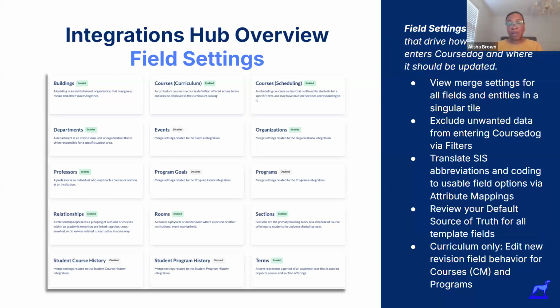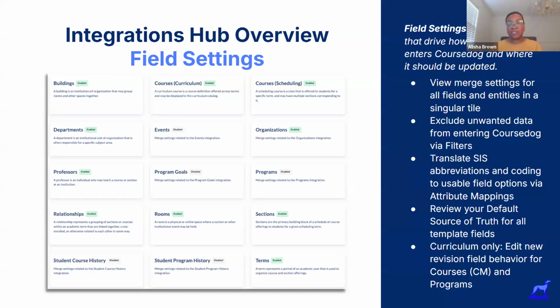Field settings are a better way to visualize configurations for the entities that you're interacting with on a daily basis within the front end of the platform. Previously, these settings lived within different parts of the admin panel, which sometimes made it a little harder to know the combination of these settings that were associated with any given entity. By clicking on any of these tiles, you'll have view-only access to your default source of truth for all fields that are associated with it. If you've ever used filters to exclude information from entering CourseDog, that also now lives within these tiles.